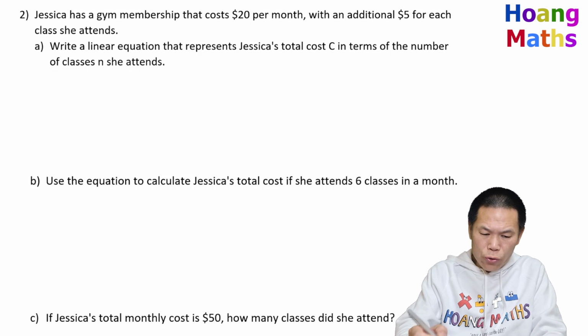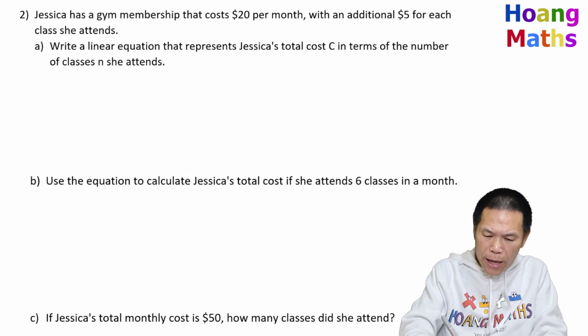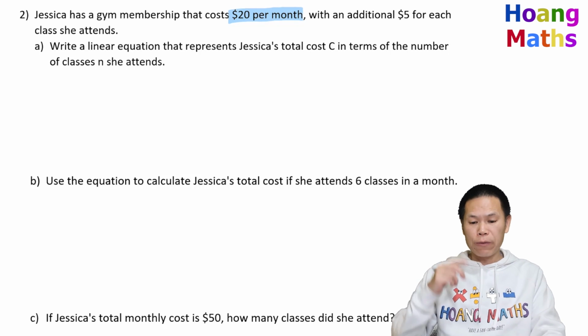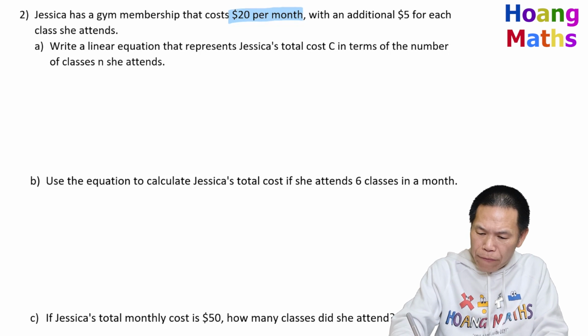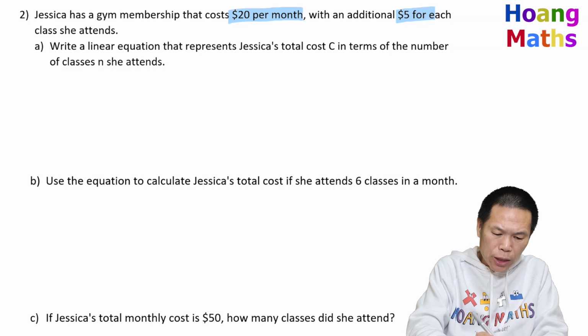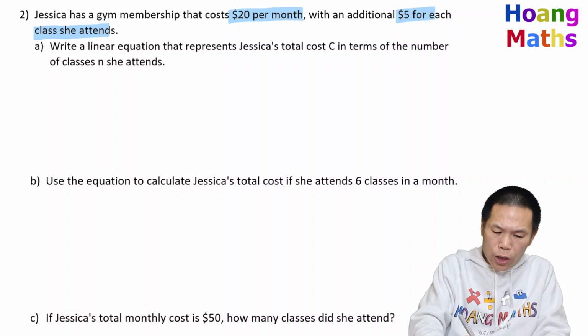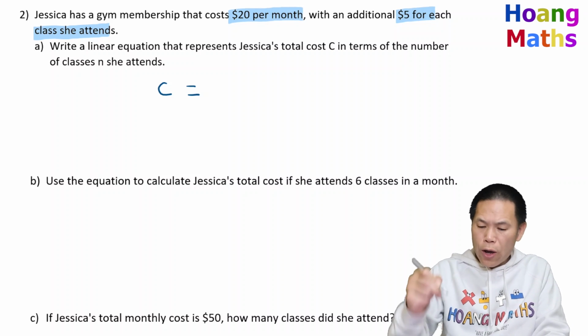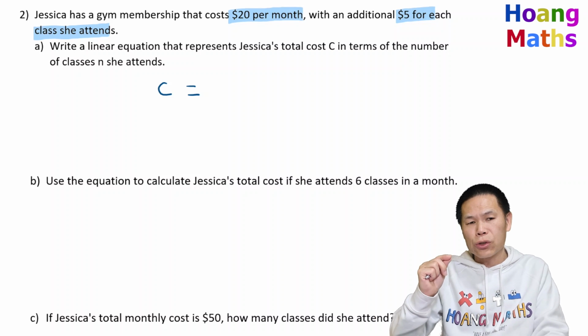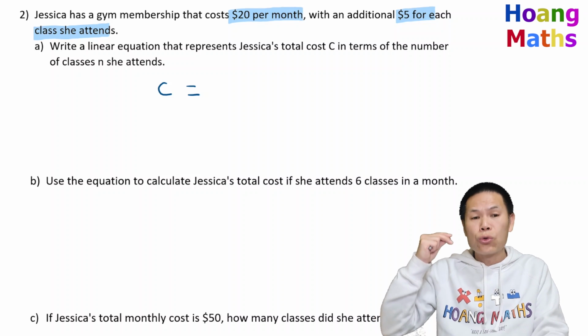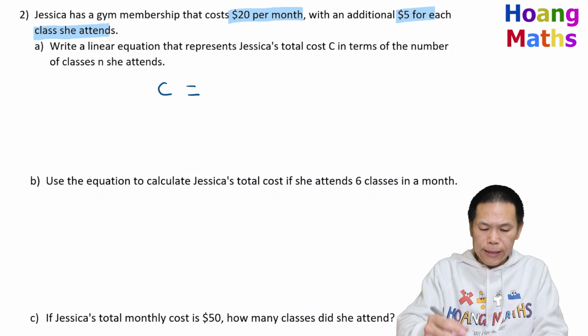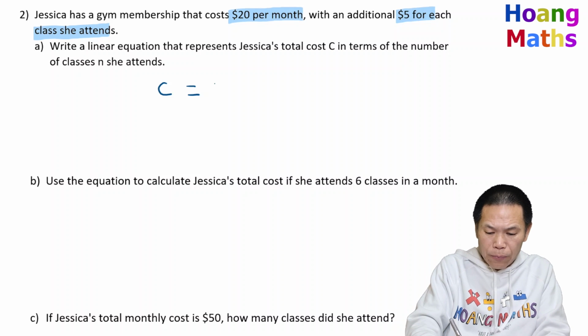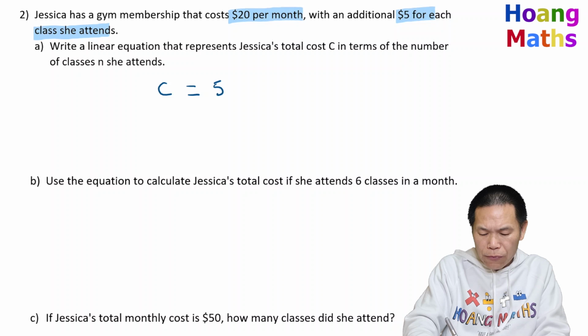So first of all, we know that Jessica has to pay $20 per month for the membership. And she has to pay $5 for each class she attends. So first of all, for the rule, we go C, that is the cost, is equal to, so one lesson, you pay $5. 2 lessons, we pay 2 times 5. And we have n lessons, so that means 5 times n. So 5 times n is 5n.